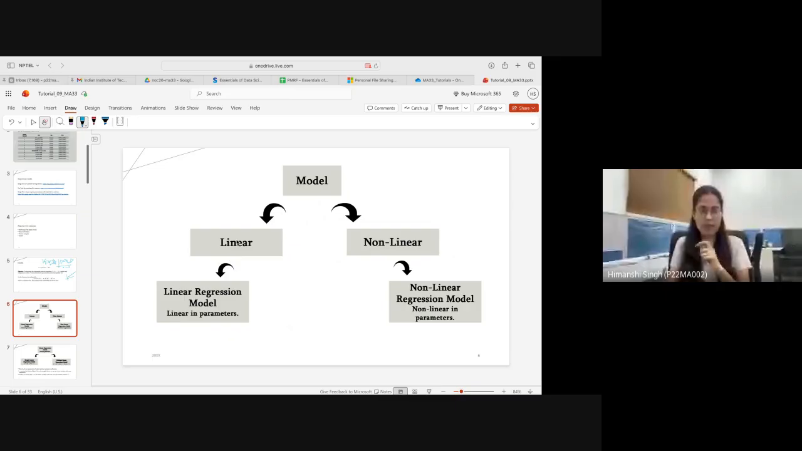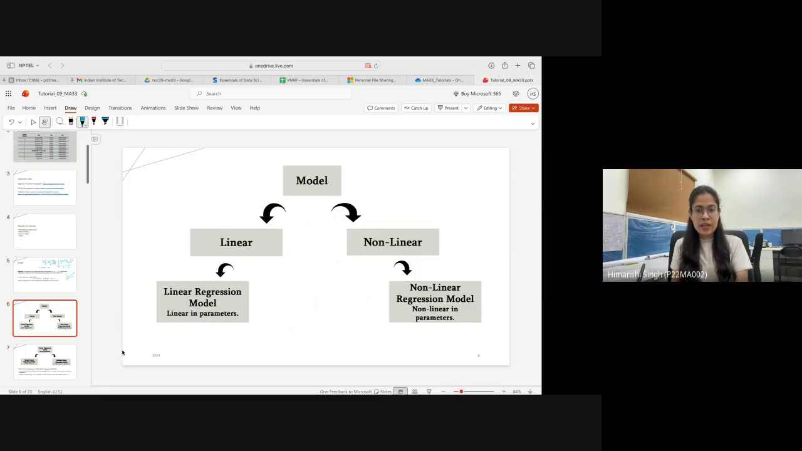So here the linear regression model is linear in parameters. In linearity we can also have other possibilities, for example when it is linear in x1, x2, ..., xk, but we are not considering that possibility here. Similarly, in non-linearity we can have the possibility that it is non-linear in x1, x2, x3, which we are not considering. We are only considering the linear regression model, which is linear in parameters, and the non-linear regression model, which is non-linear in parameters.